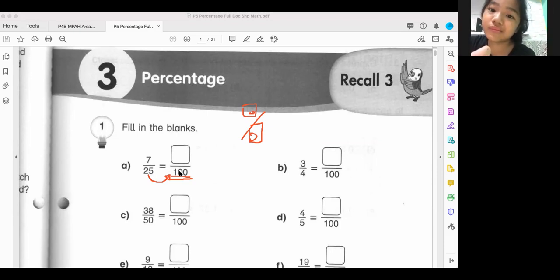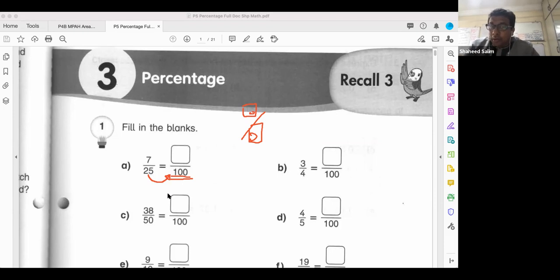Okay. Now, so we run through down here. Maybe we try the bottom one. Can you see the number 50 down here? 50 times what equals to 100? 50 times... 5. Can you see 5? I want to times to make it 10. Times what? Times 2 lah. If you use a calculator, you can take 100 divided by 50, get 2.